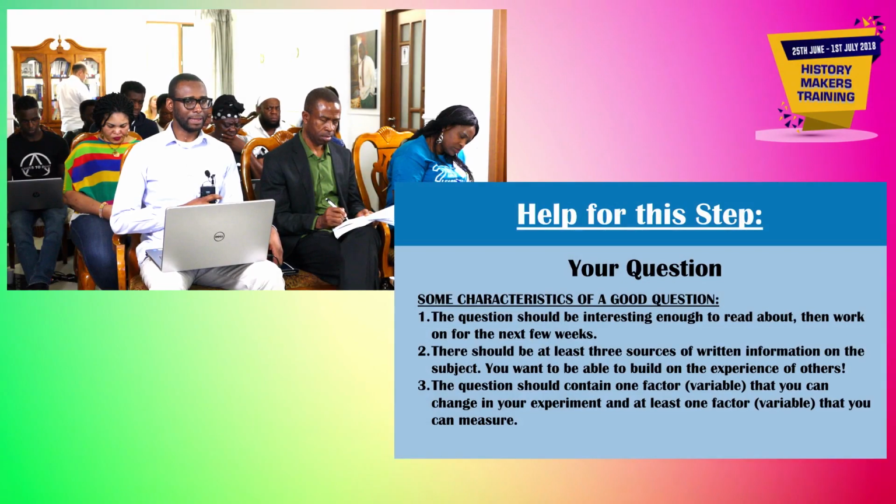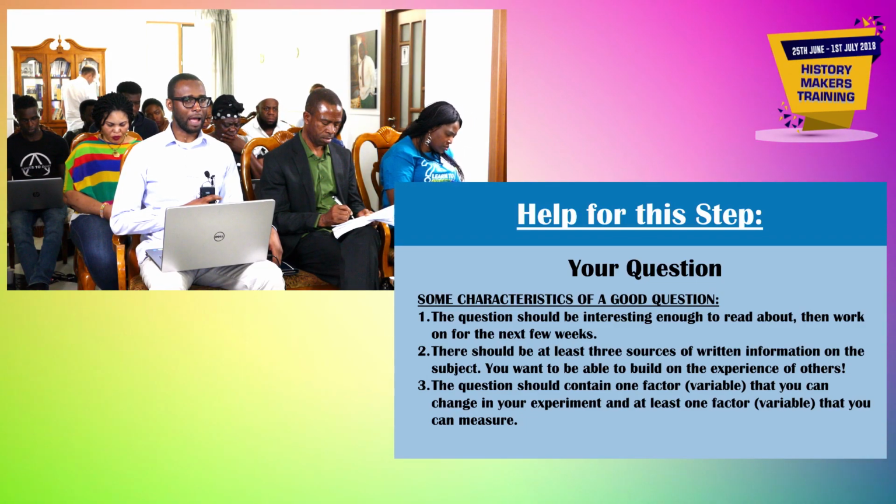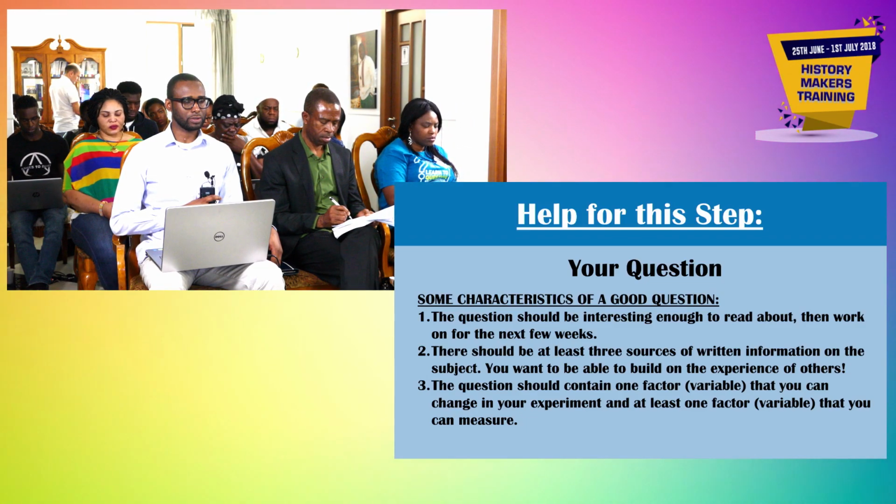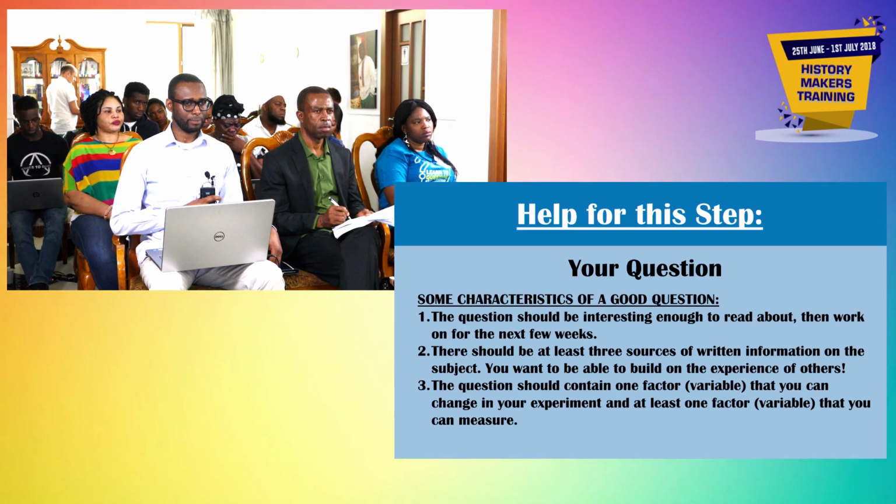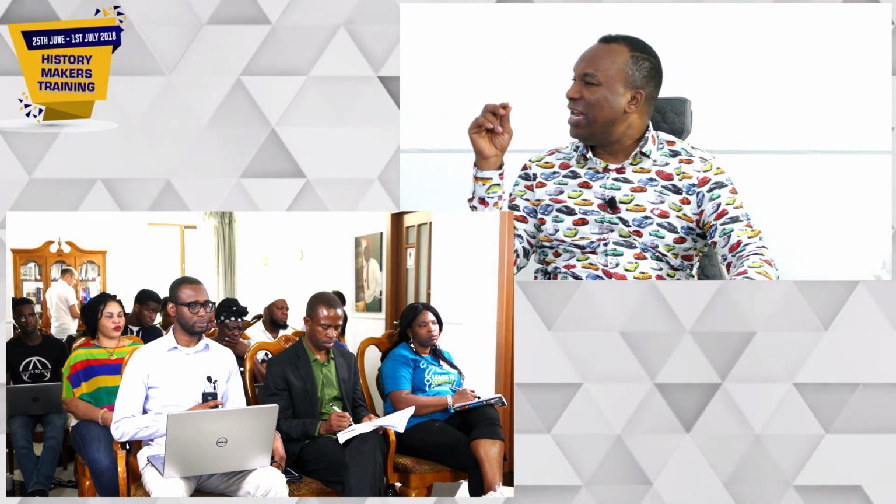Number 2 point. Number 2, there should be at least 3 sources of written information on the subject. You want to be able to build on the experience of others. This is a compulsory condition when it comes to questioning. Any subject that you have raised, you shouldn't just use one source and come to a conclusion. You must always have at least 3 alternatives or 3 sources of information, 3 backups.